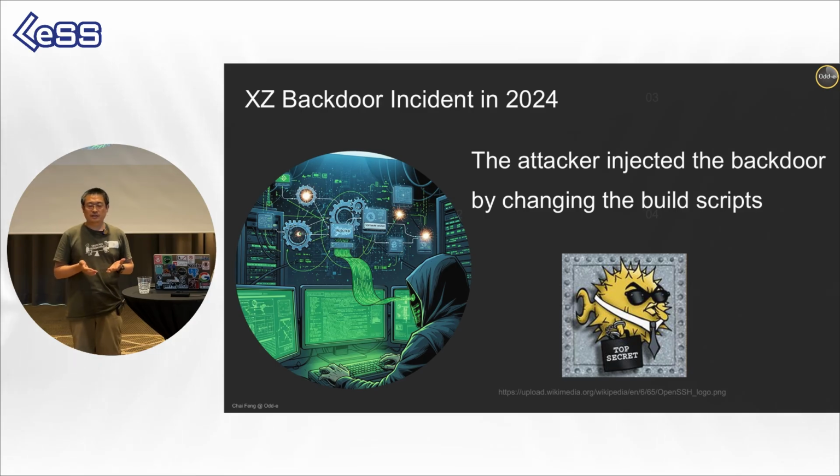Last year, 2024, the XZ incident was a typical example. The attacker didn't modify the source code. Instead, they injected the backdoor by changing the build script. A source code audit would never have found it. So if it hadn't been found by accident, a huge number of network servers in the world would be wide open.